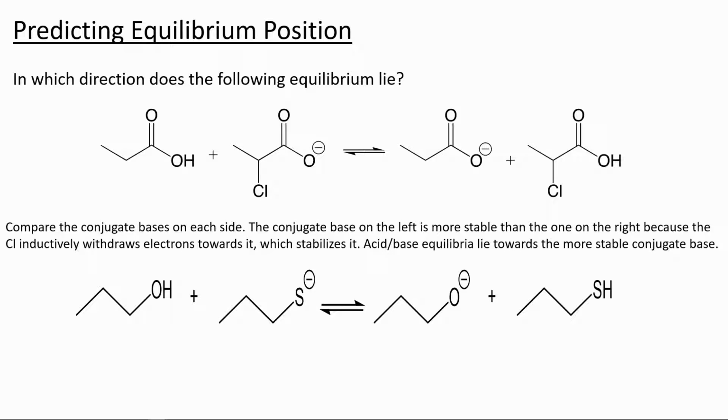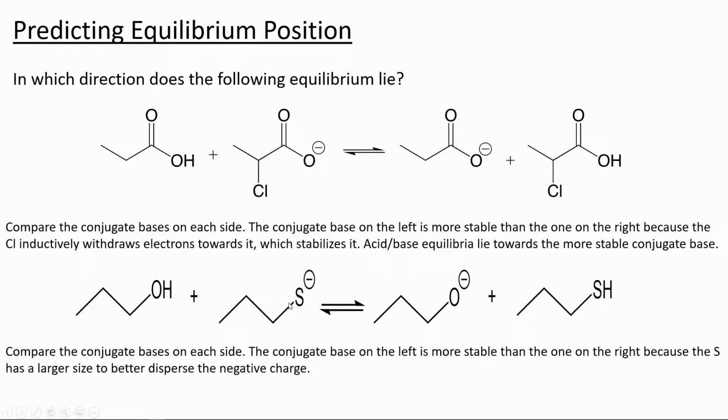If we look at this next example, we have propanol versus the sulfur equivalent. In this case, we're going to have a comparison between the stability of these two conjugate bases. Oxygen is more electronegative than sulfur, but sulfur is going to have a far greater atom size than oxygen since it's below it on the periodic table. And then in this case, the equilibrium will lie to the left because we have a larger atom size on sulfur.